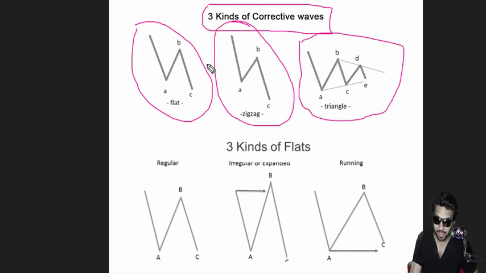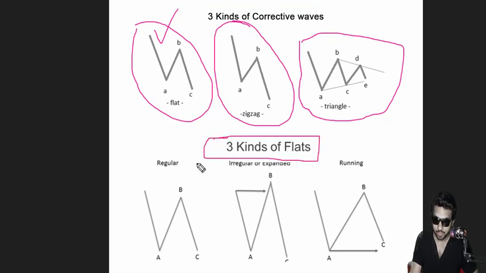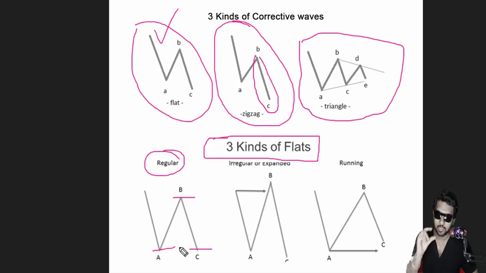Now coming back towards flat, that is the tricky part of the corrective waves. There are three kinds of flats, you see. One is regular, which is like ABC, starting from here, and here. The C is not that impulsive, like here you see the C wave. It's not going to go below the A wave. It's just going to be a little downside from the A wave. That is your regular flat.